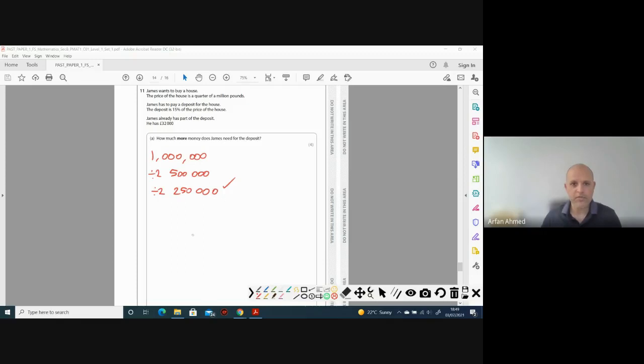However you show it makes no difference. So we need 15% of that. Let's do 15% of 250,000. Let's type it in our calculator. I get 37,500, and that's in pounds. So that's how much the deposit will be.